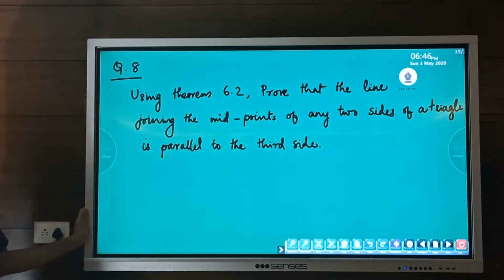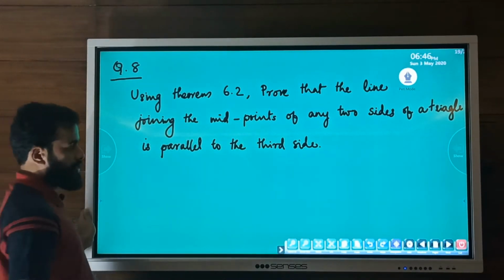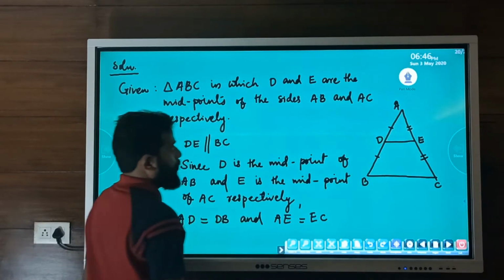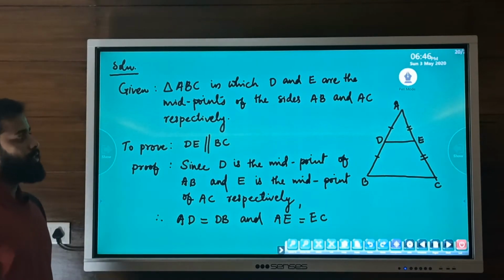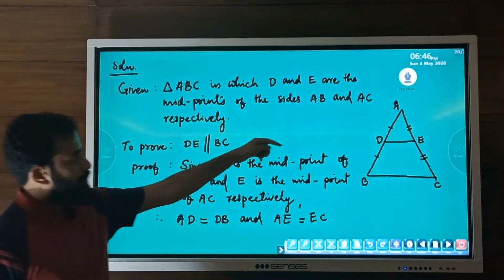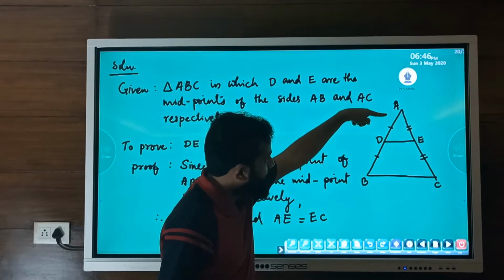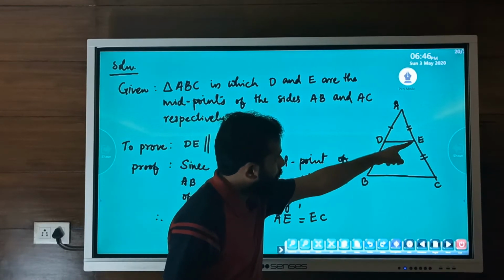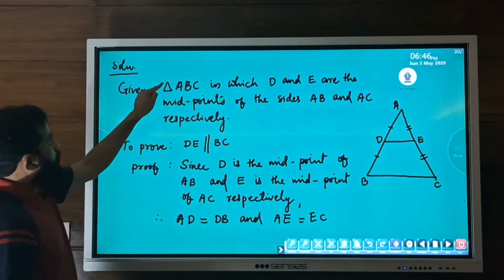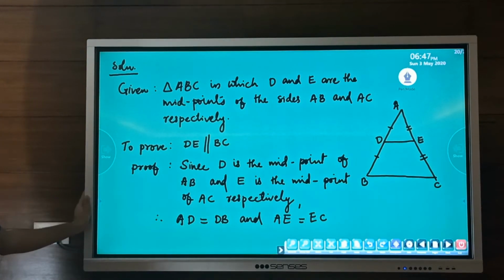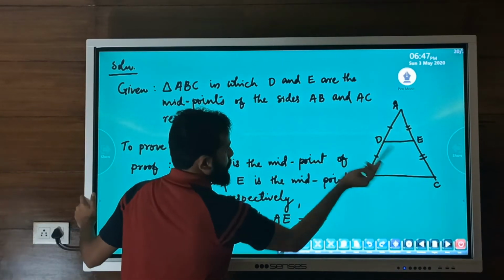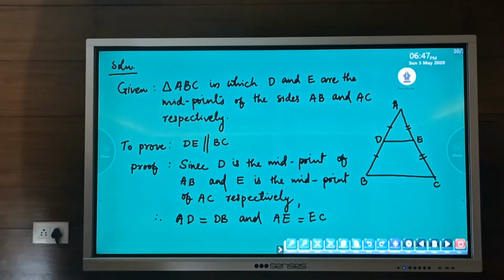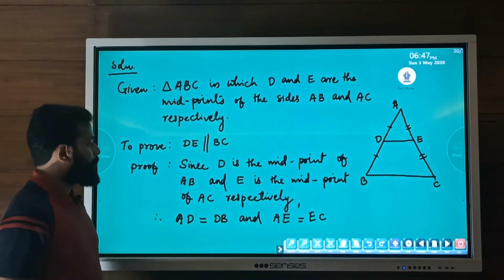So, given a diagram, we are constructing first triangle ABC, where DE is given. This mark shows that AD is equal to DB and AE is equal to EC. Triangle ABC in which D and E are the midpoints of the sides AB and AC respectively. We need to prove DE parallel to BC. So we can start the proof. Since D is the midpoint of AB and E is the midpoint of AC respectively, therefore AD equals DB and AE equals EC. From the diagram itself, you can understand that.